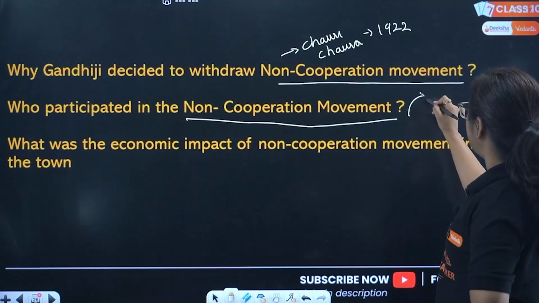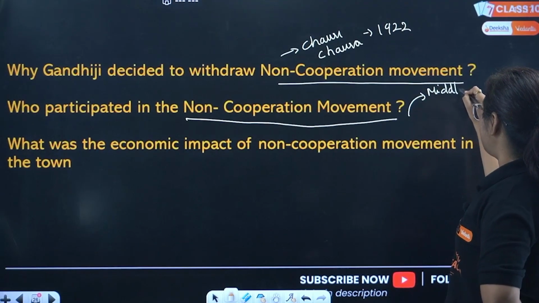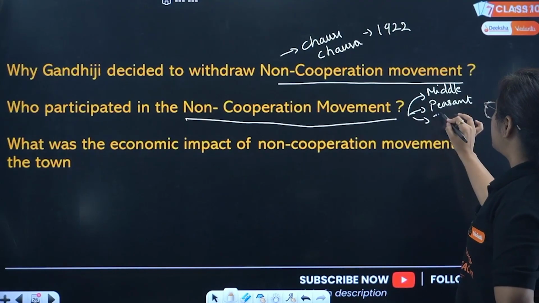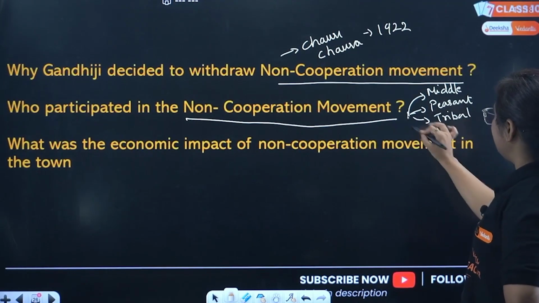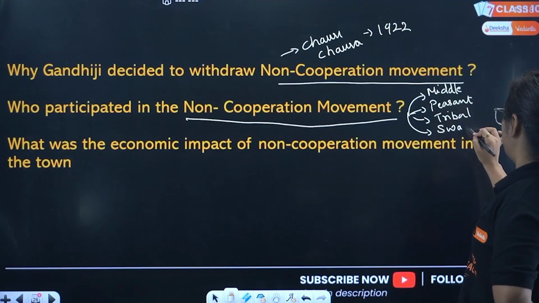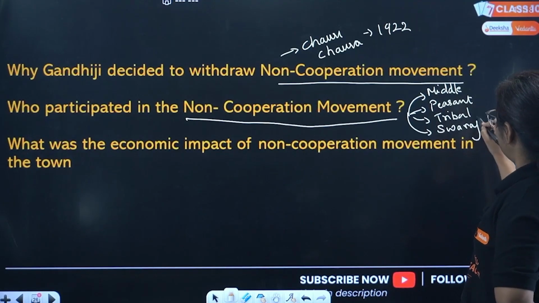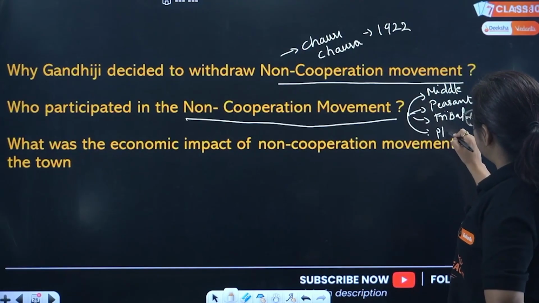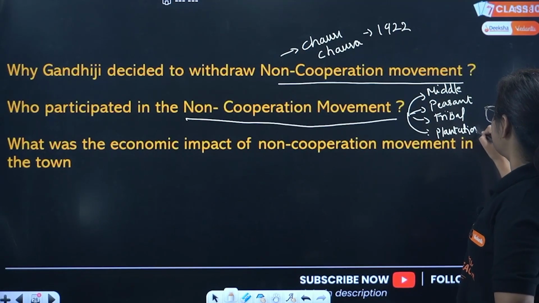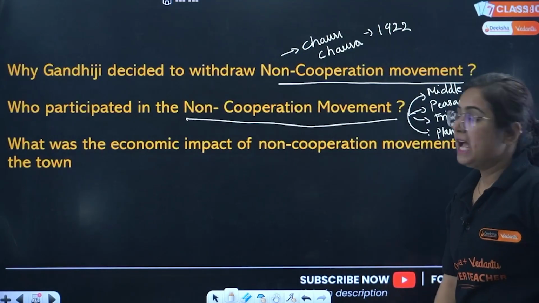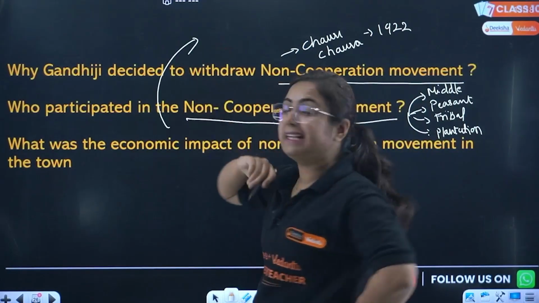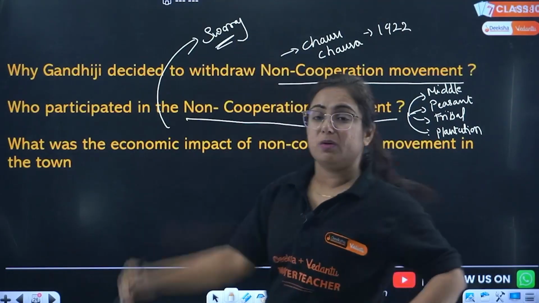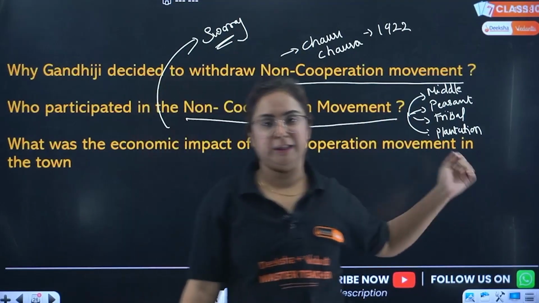Who participated in the non-cooperation movement? Beta, here you have to write all of them: middle class participants in the towns, peasants in the countryside, then tribal people, and then plantation workers. Plantation workers demanding Swaraj, okay. So these were the participants in the non-cooperation movement. A question can also come in a way that tells how the people interpreted the word Swaraj differently. Then also we have to write about these people and tell their interpretation.